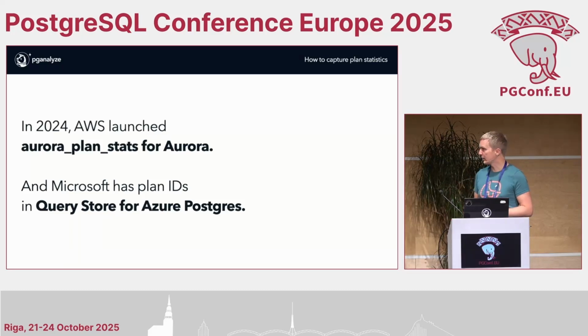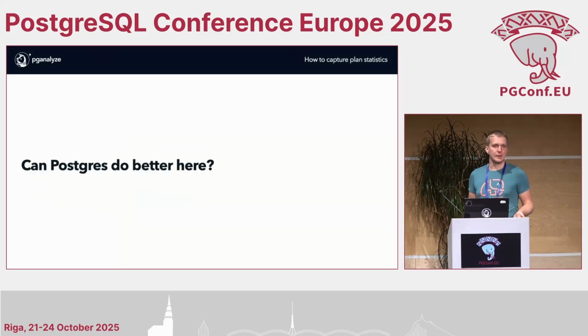Microsoft also has something in Query Store. Query Store is also closed source, so I don't know how that works. I haven't tested it much. But really, the point is I want to have something that works better in Postgres, right? I want to have something that we all can rely on, that we all can use. Maybe not this iteration, right? It's always an invitation to discuss how we can do better here.